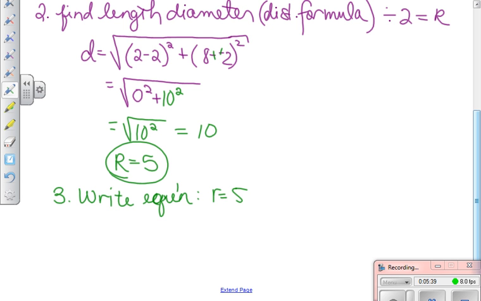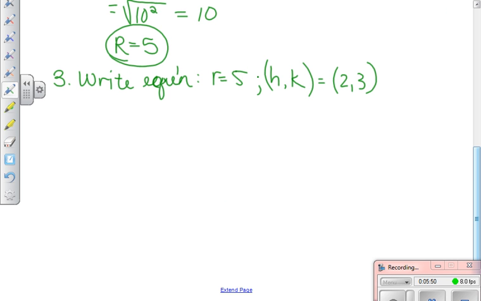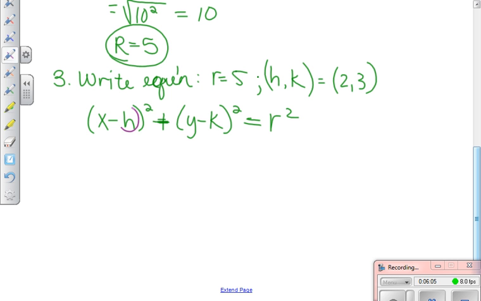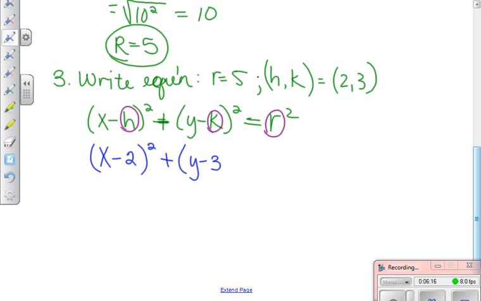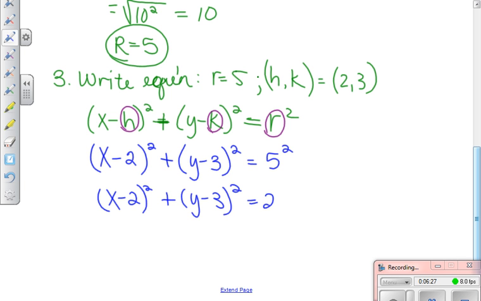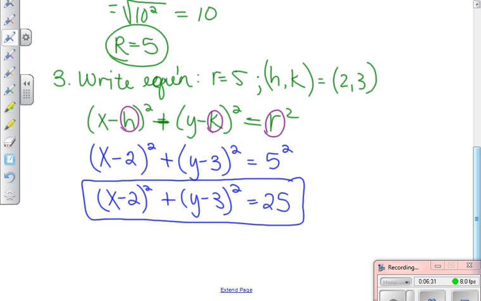Because r is 5 and (h, k) is (2, 3) from my first step. So if I go to the formula of my circle, which says that (x minus h) quantity squared plus (y minus k) quantity squared equals r squared. Fill in this value, and this value. And so I have (x minus 2) quantity squared plus (y minus 3) quantity squared equals 5 squared. Any cleanup? Equals 25. And there's your equation of the circle if you're given a diameter.